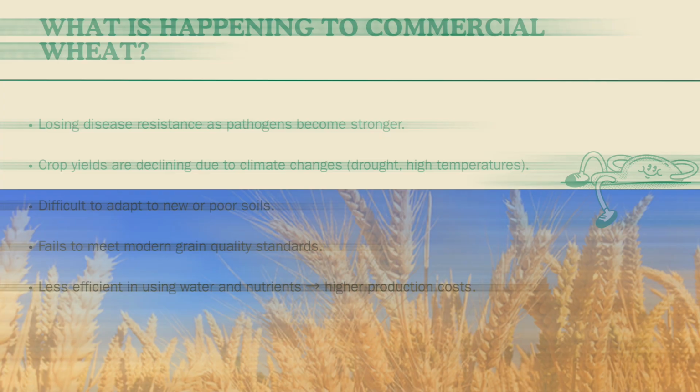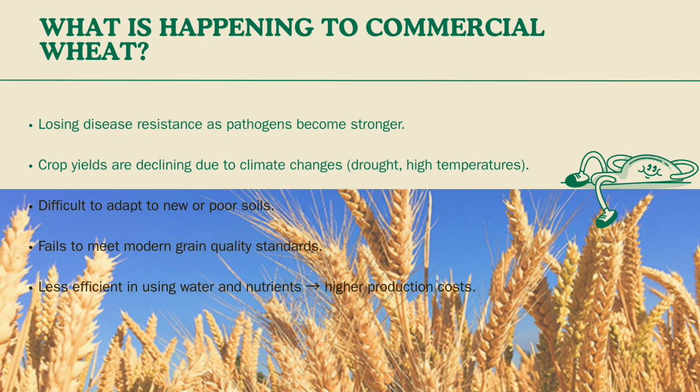It's losing disease resistance as pathogens become stronger. Crop yields are declining due to climate change. It's difficult to adapt to new or poor soils. It's failing to meet modern grain quality standards. It's becoming less efficient in using water and nutrients, which gives higher production costs. Unfortunately, commercial wheat is currently facing many problems. Plant breeding can help to overcome these problems and ensure we have high-quality wheat.